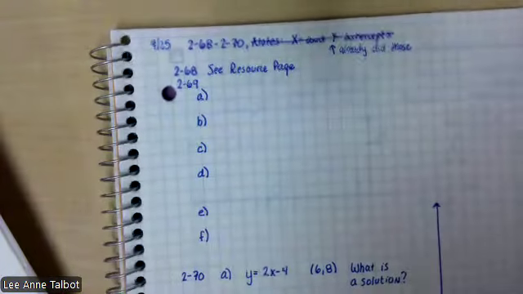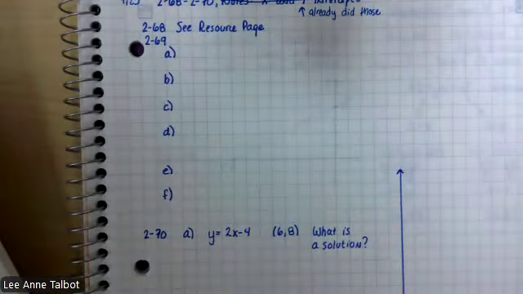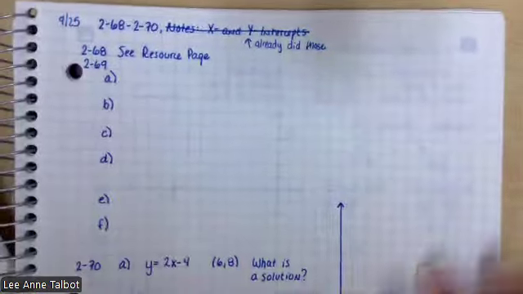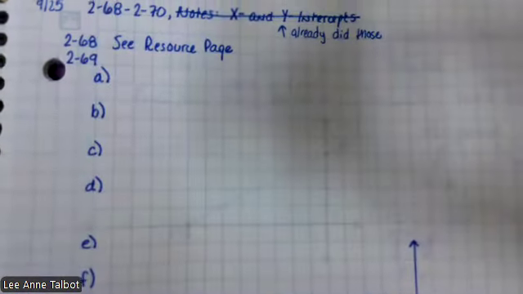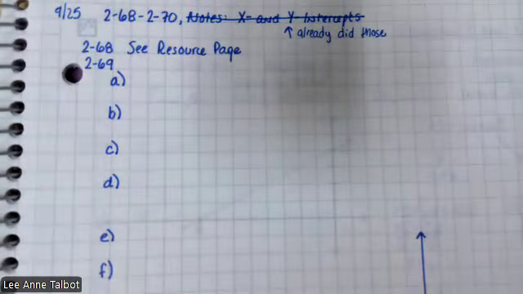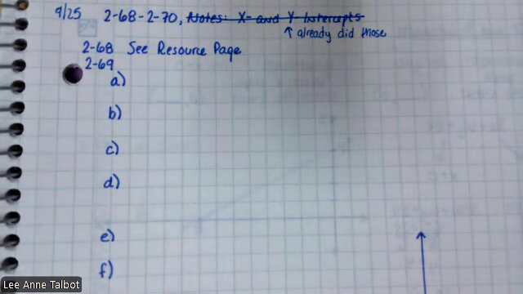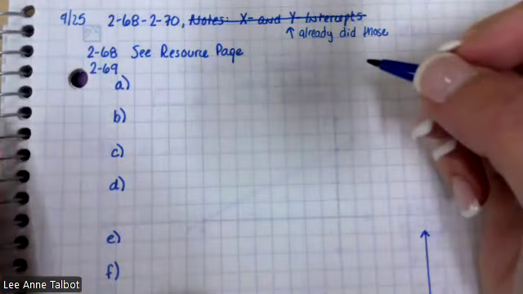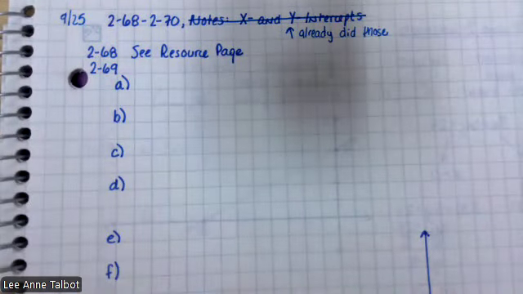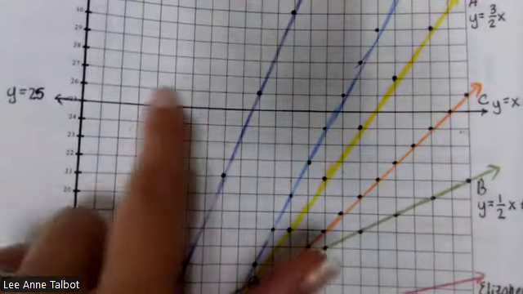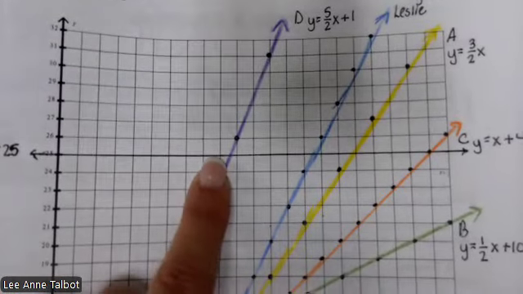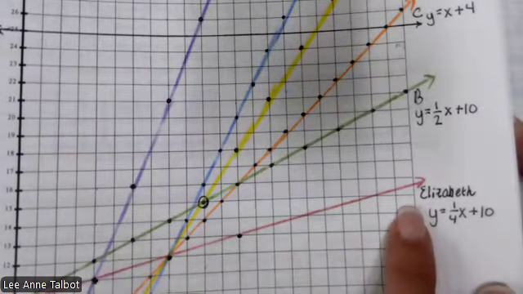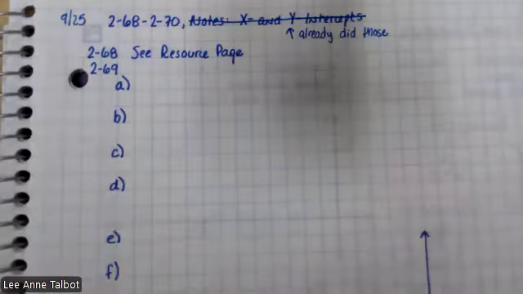Okay. Back to this. Okay, first question, A. Who won and who came in last? Yep, who crossed the finish line first? D. Who was last? Elizabeth.